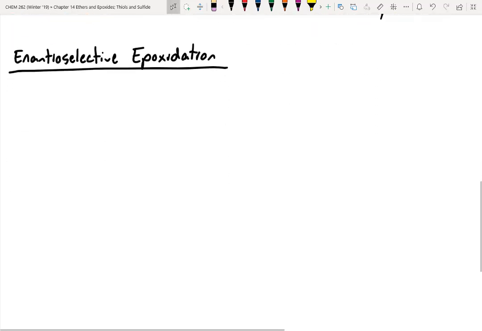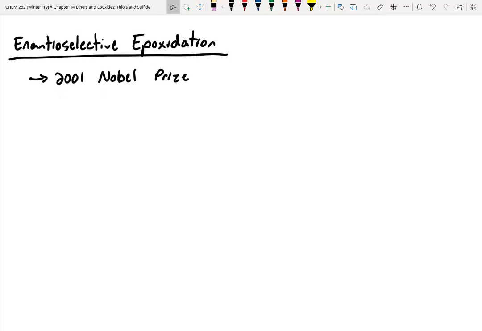Enantioselective epoxidation. In fact, the 2001 Nobel Prize was awarded for this chemistry. And it was awarded to the same chemist that I talked about in the click chemistry lab, Barry Sharpless. So he not only helped pioneer a lot of the major click chemistry, but he was a synthetic chemist that helped master a lot of these enantioselective epoxidation reactions. And what he found was you can do this if you have a very specific alkene.